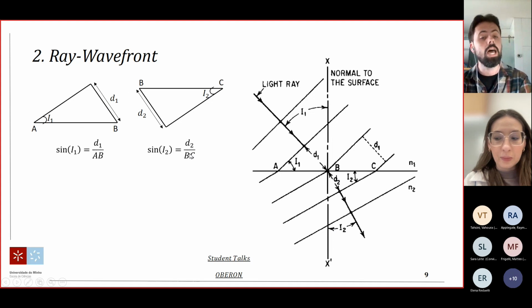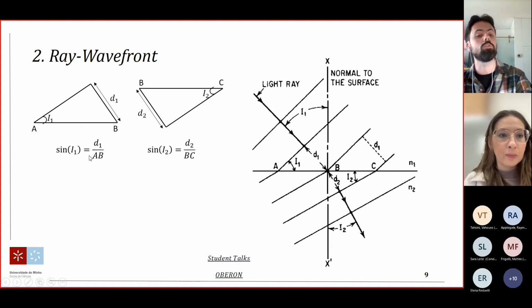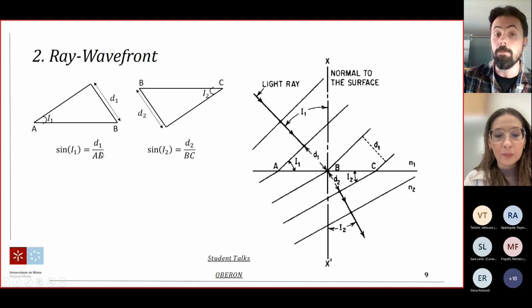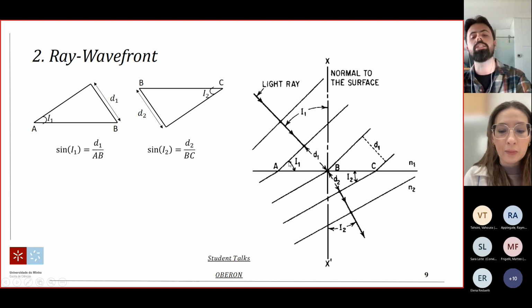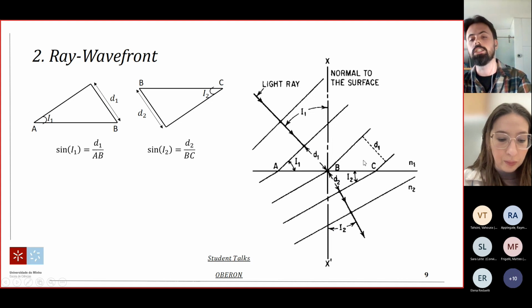So we can see here, we're going to try to find a relationship between AB and BC. We can see here that this angle is going to be the same as this angle because it's the same radiation in the same medium, and that this distance is going to be the same as this other distance.